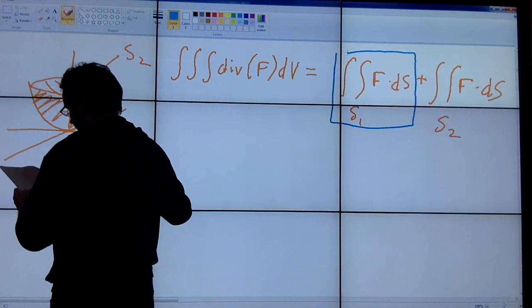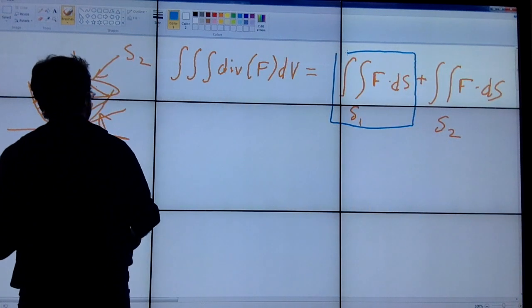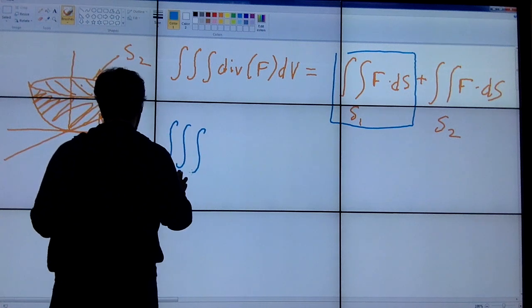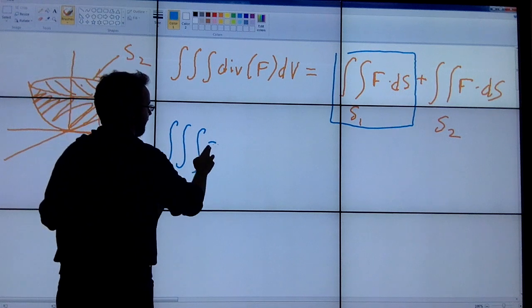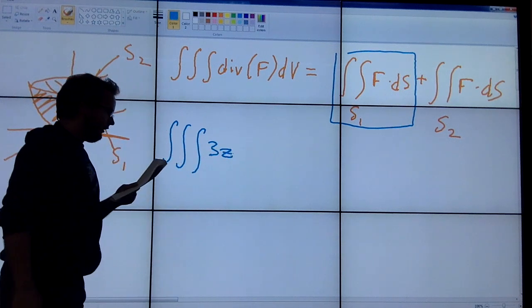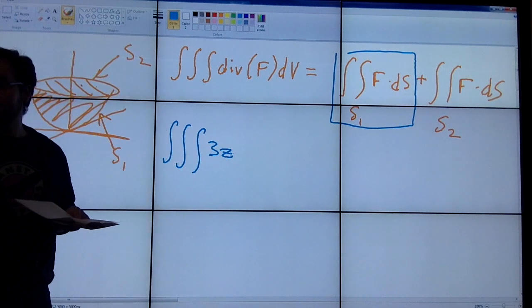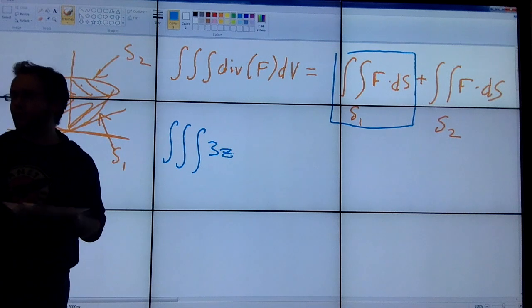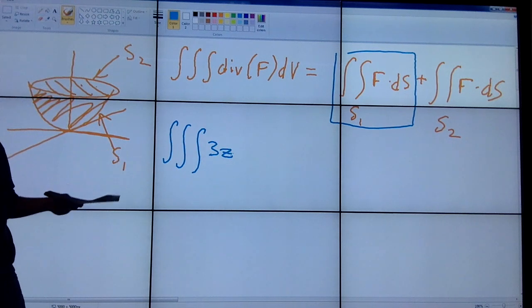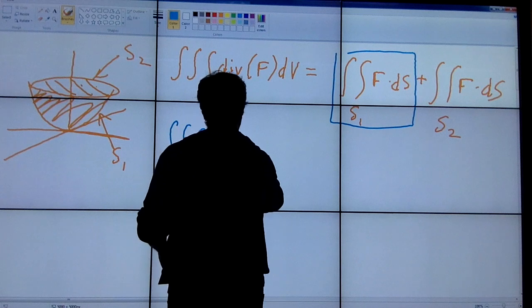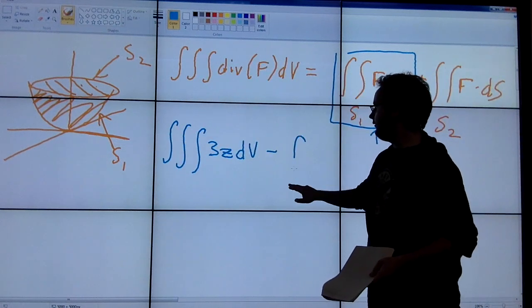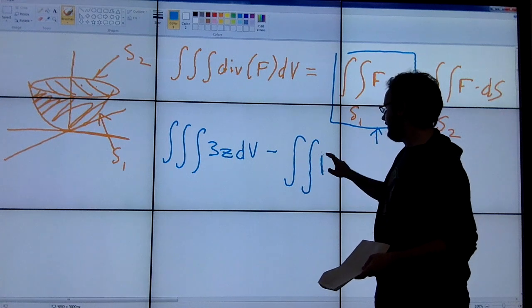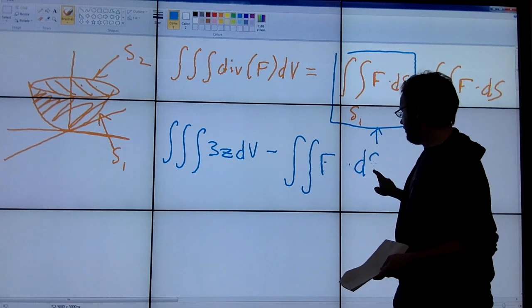We're going to find, according to the divergence theorem, what would this give us? What's the partial derivative of 3xz with respect to x? 3z. Partial derivative of e to the xz with respect to y? 0. Partial derivative of ln of x squared plus y squared with respect to z? 0. So my divergence is 3z dV. And because I just want what's in the box here, I just care about this guy, I'm going to subtract F dot dS over S2.